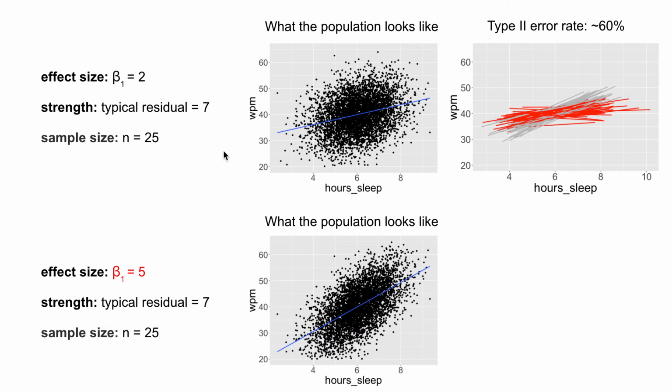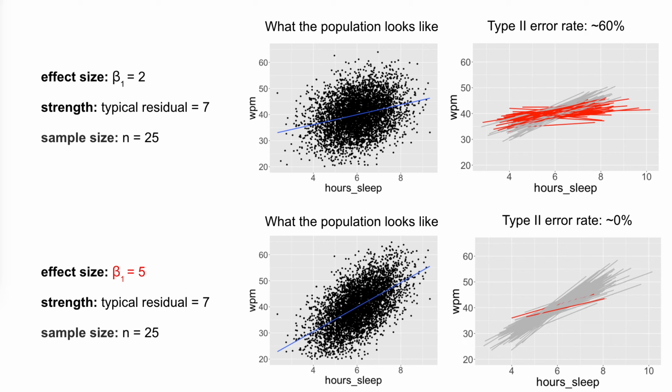Now, suppose that the strength of this relationship were the same, but the effect size, or the slope, was bigger. For each additional hour of sleep, typing speed improves by 5 words per minute on average, as opposed to 2 words per minute. Now pause here to ask yourself, will it be easier or harder to detect this relationship with sample data? Thus, do you expect the type 2 error rate to decrease or increase? In fact, the type 2 error rate decreases to near 0.